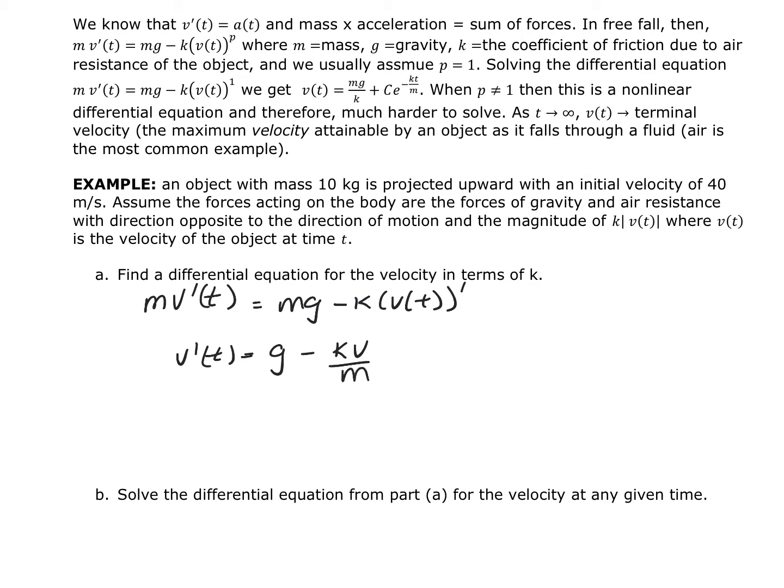Now, m happens to be 10, so v prime of t is going to be gravity, which is 9.8 meters per second squared, minus kv divided by 10. And it's meters per second because we are in metric.